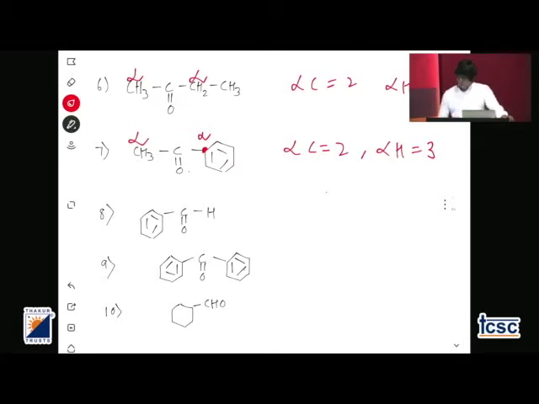Yes. Going to the eighth structure, this is a very tricky structure. Most of us make mistakes here. This is benzaldehyde. The number of alpha carbon would be 1, but the number of alpha hydrogen would be 0. Be careful about this structure.